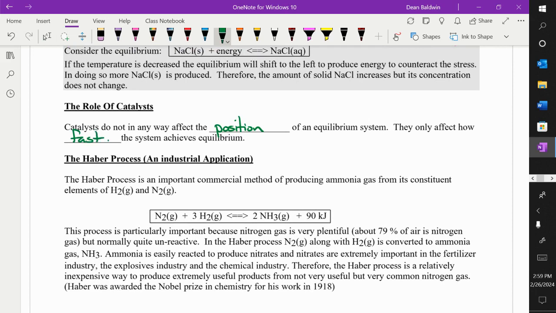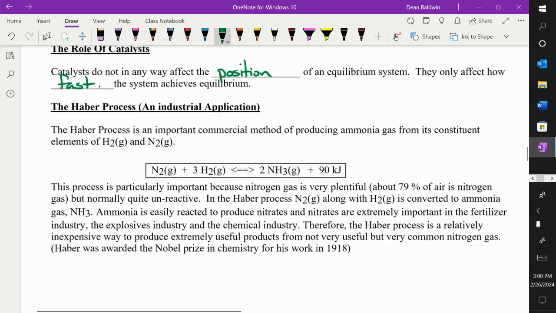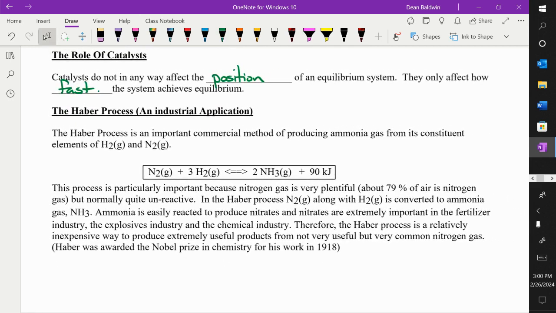All right, so now, how do you use this stuff in industry? Here's one example. Making ammonia, the Haber process. German chemist, won Nobel Prize for making ammonia. Making ammonia is very important because it leads to nitrates, which are used in explosives and fertilizer and all this kind of stuff.